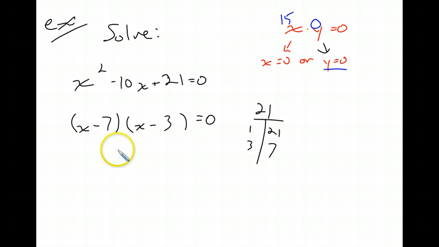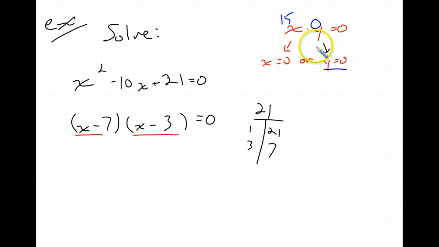Remember, it doesn't matter which ones. This thing has been factored. Negative 7 times negative 3 is positive 21. Negative 7 plus negative 3 is negative 10. So that will work out. And now I have something times something equals 0.